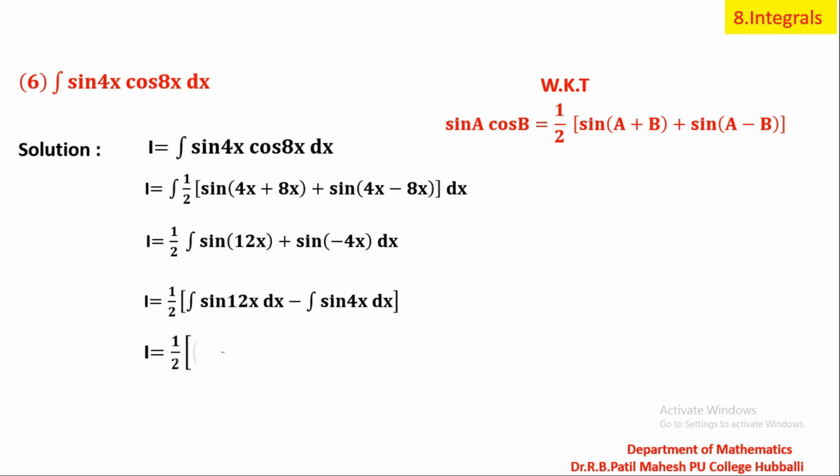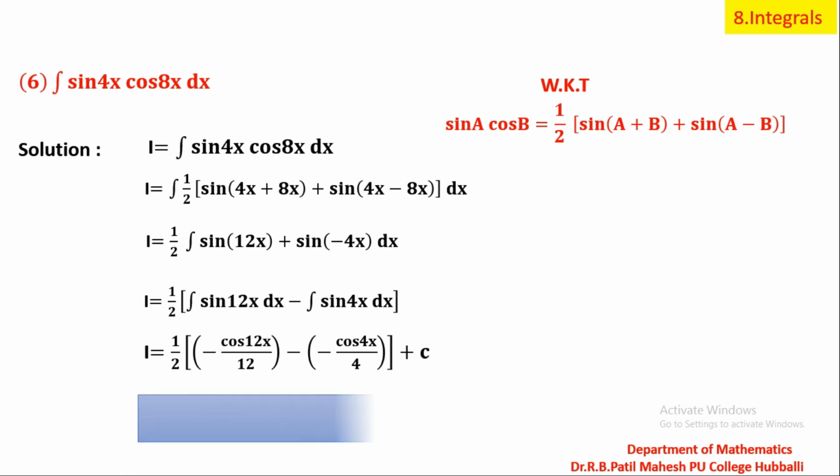1 by 2 integration of sine 12x is minus cos 12x divided by 12, and minus as it is, integration of sine 4x is minus cos 4x divided by 4 by the list of formulas. So in the next step we get the final answer, that is I equal to 1 by 2 minus cos 12x upon 12, minus into minus will become plus, and cos 4x divided by 4.